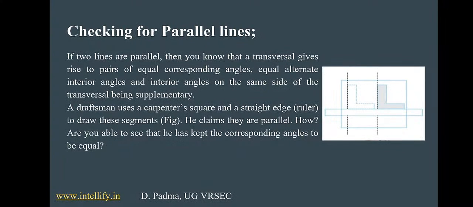For example, a draftsman uses a carpenter's square and a straight edge to draw these segments. If anyone wants to build a house, they will use square shapes and straight edge rulers like that. So then they will know that the lines are parallel. How can they know that it is parallel? He claims they are parallel. How? Are you able to see that he has kept the corresponding angles equal? We can't say. So they are experts, no? That's why they can identify parallel lines based on some angles.